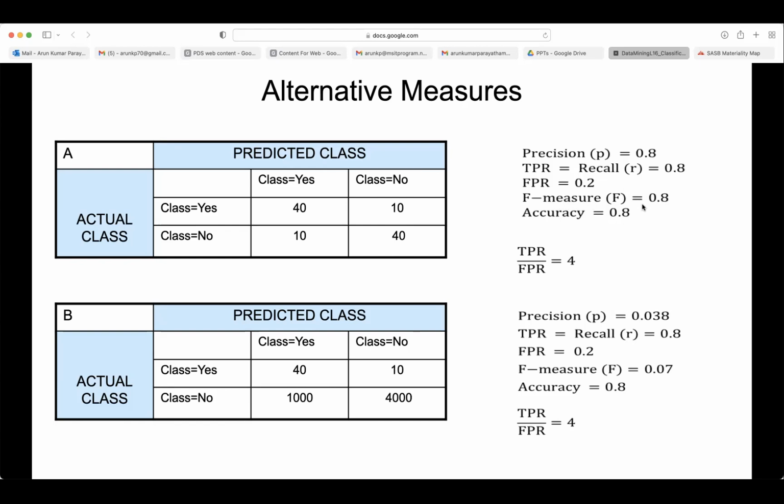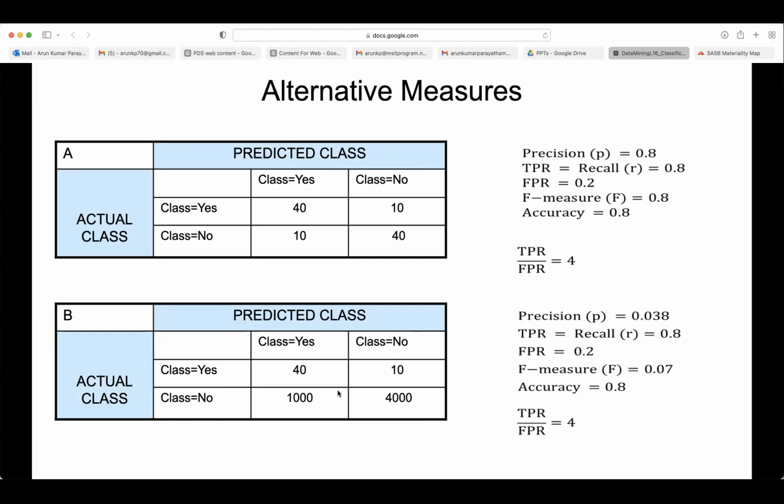F measure is 0.8 and TPR is 0.8, FPR is 0.2. Then you are getting TPR by FPR equal to 4. Means 4 times more true positive rate than the false positive rate. Okay. Means for each 4 persons, you will trouble 1 person, though he is not positive, by labeling him as positive. Means out of 5, 1 will be troubled unnecessarily.